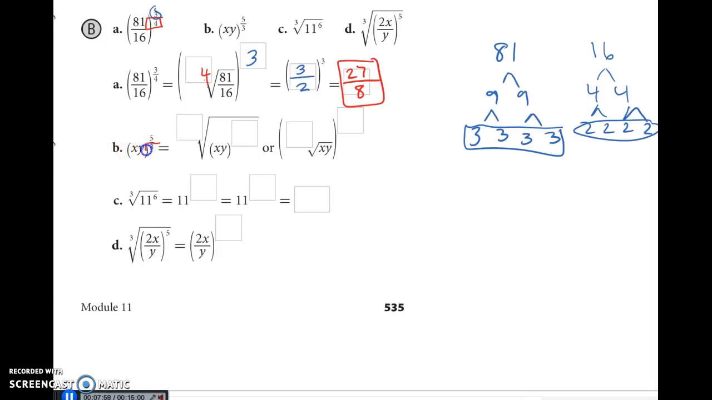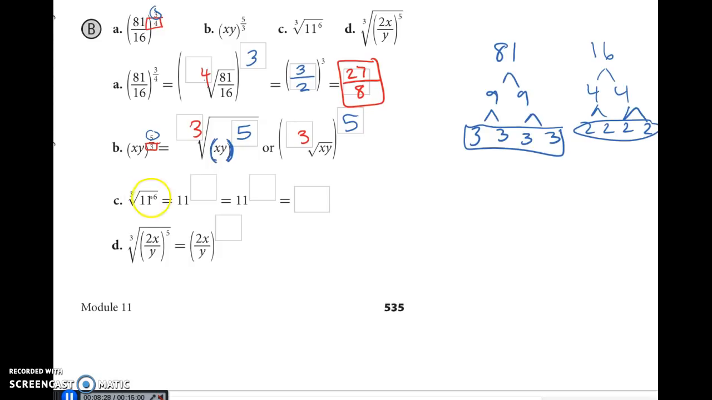Part B, denominator is always your index. And then that power, that numerator, can either go on the inside. And notice that they have these in parentheses here, right? That power goes to both the x and the y. Or the other way we could have written this, your index is 3, and your power goes on the outside of this. And either way is correct.